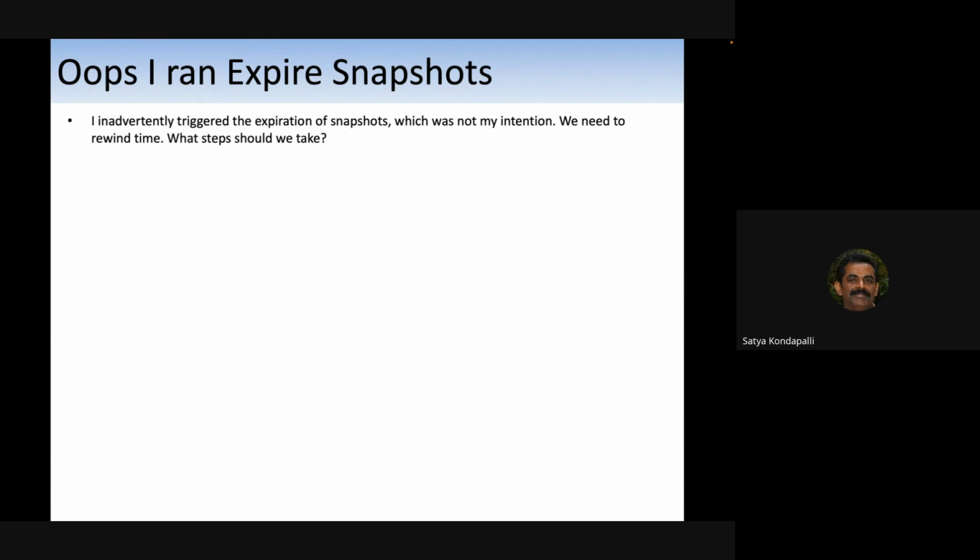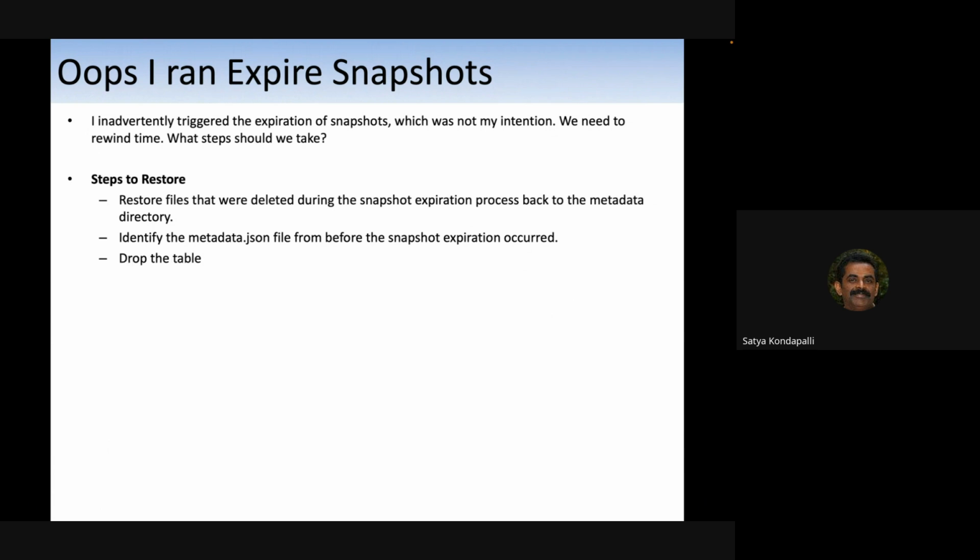Particularly for Expire snapshot, what you need to do is grab the table and make sure that when you're dropping the table, it's an external table. When you drop the table, make sure that the files are not being purged. So that means it should be an external table.